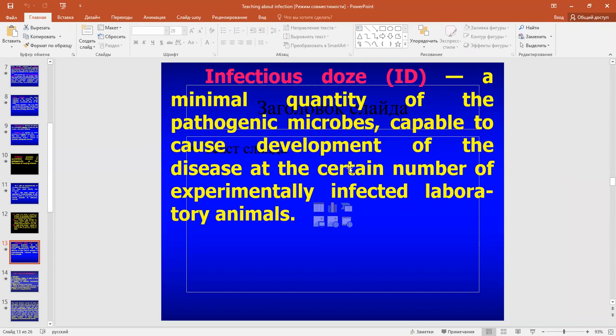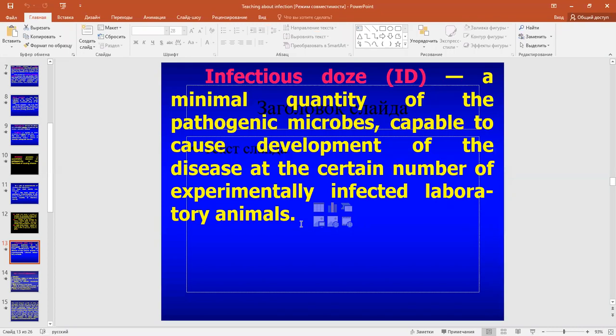It is different. The lowest infectious dose is for hepatitis B virus. It's enough to get just a tiny part, a hundredth part of a drop of blood, and it is enough to be infected by hepatitis B virus. So the infectious dose for hepatitis B virus is very small.